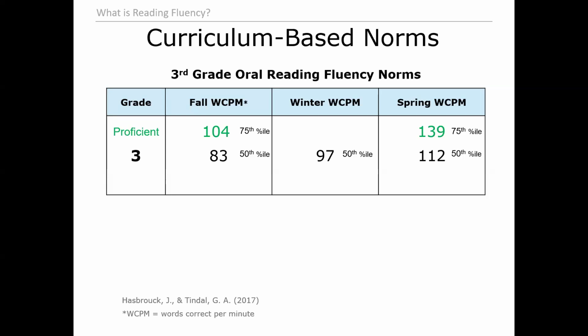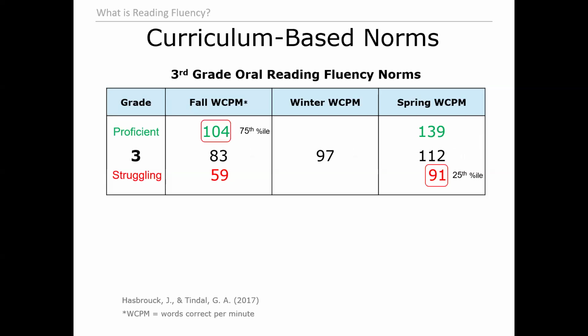So here's our fairly proficient 3rd grader. They might have an average fluency rate of 104 words correct per minute in the fall, and they might progress to an average fluency rate of 139 words correct per minute by the spring. But a struggling 3rd grader might have an average fluency rate of only 59 words correct per minute in the fall and reach an average fluency rate of only 91 words correct per minute by spring. What's the problem here? There's a big gap, isn't there?